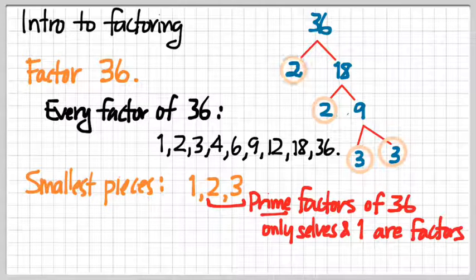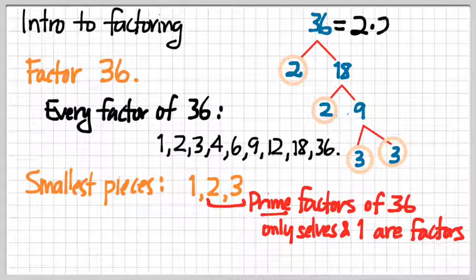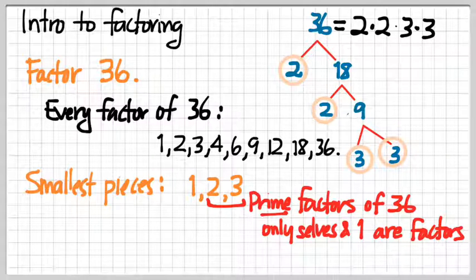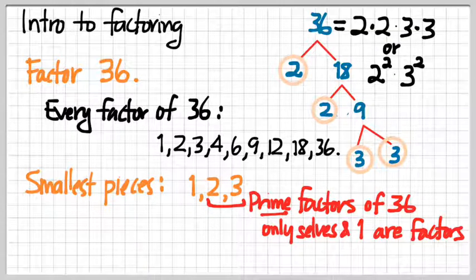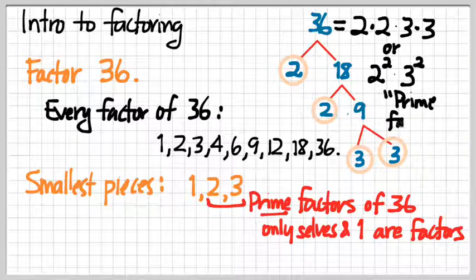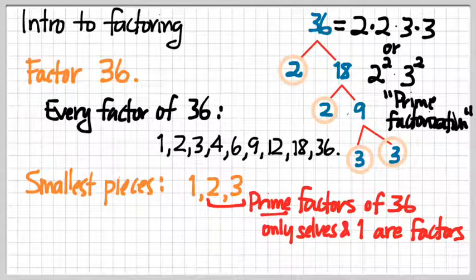It consists of all of the numbers that are at the ends of the branches of this tree. And so we could write 36 in its prime factorization as 2 times 2 times 3 times 3. Or if we wanted to be enterprising and save a little bit of ink, we could rewrite this using exponents: 2 to the power 2 times 3 to the power 2. And that's called the prime factorization of the number 36.